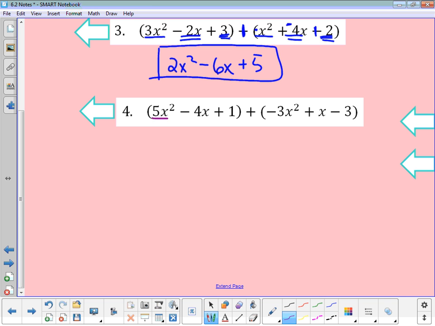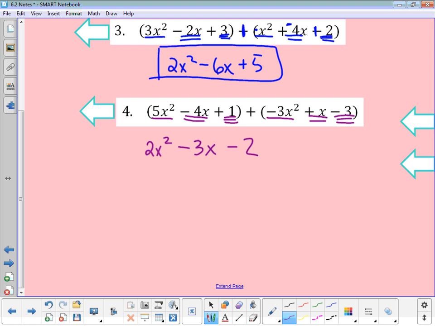I have a 5x squared and negative 3x squared. 5 minus 3 is 2, so that's 2x squared. I also have negative 4x and x. Negative 4 plus 1 is negative 3, so that's minus 3x. And then I have a constant of 1 and a constant of negative 3. 1 minus 3 is negative 2.